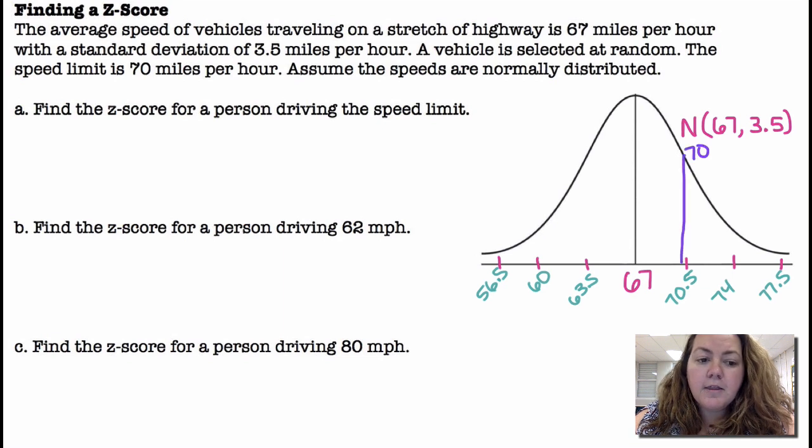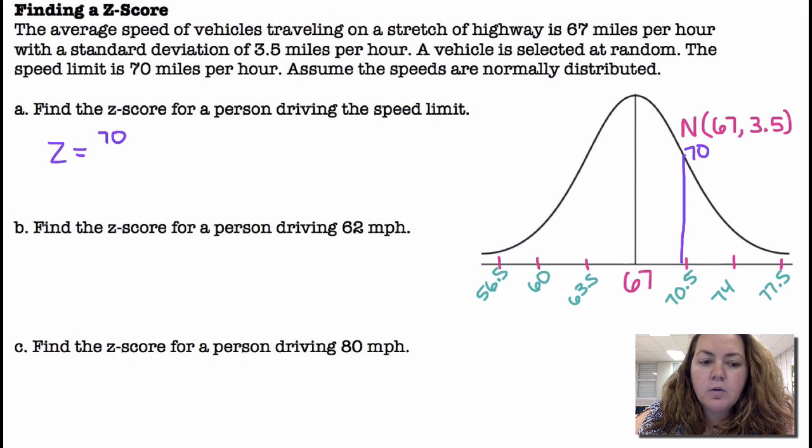All right, find the z-score for a person driving the speed limit. Well, they told me the speed limit was 70. So I'm going to go ahead and mark where 70 would be on my normal curve. And I can see that it's just under 1 standard deviation. So if I get a value that's higher than 1, I know that I've done something wrong.